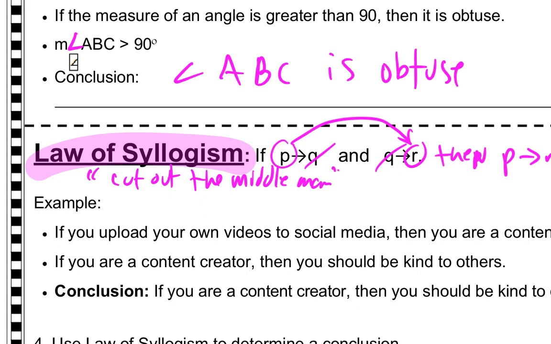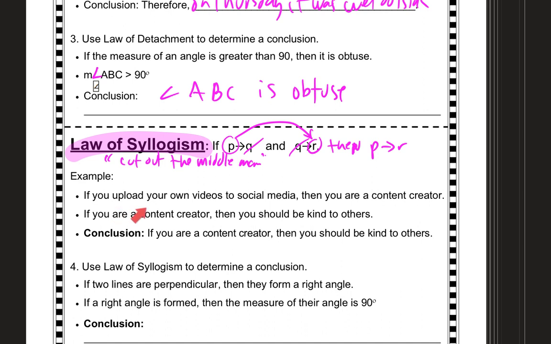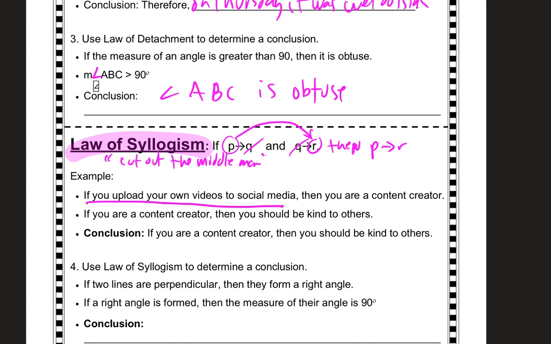So let's check this out in just regular words. If you upload your own videos to social media, then you're a content creator. If you're a content creator, then you should be kind to others. So a conclusion is, because both of these are true, we can cut out those middlemen and just say, if you upload your videos to social media, then you should be kind to others.